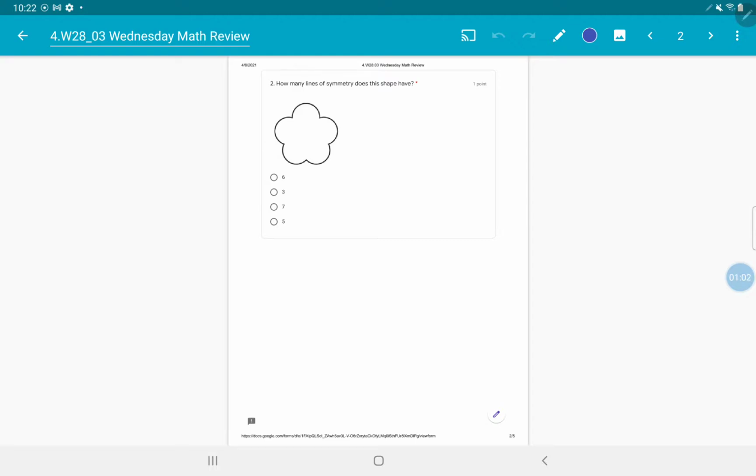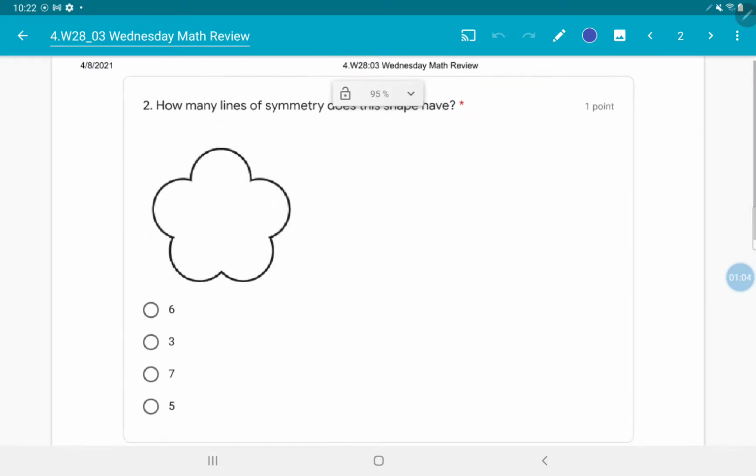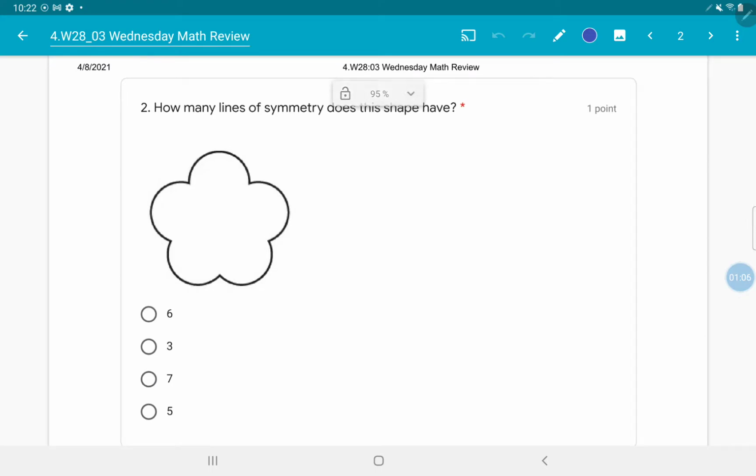All right, next we're looking for the lines of symmetry in this shape. What is a line of symmetry, Scotty? Yeah, it's where you can split it and have exactly the exact same figure on both sides of the line. Scotty, go up and draw the lines of symmetry.